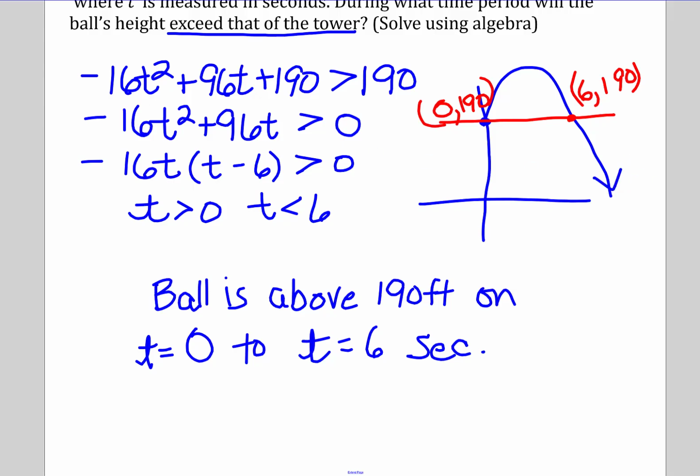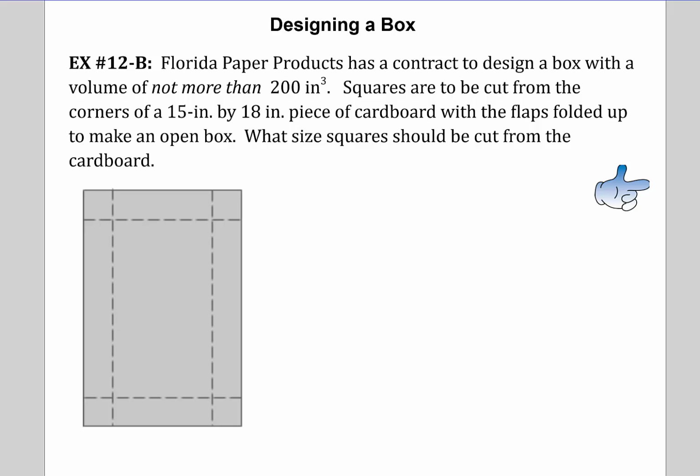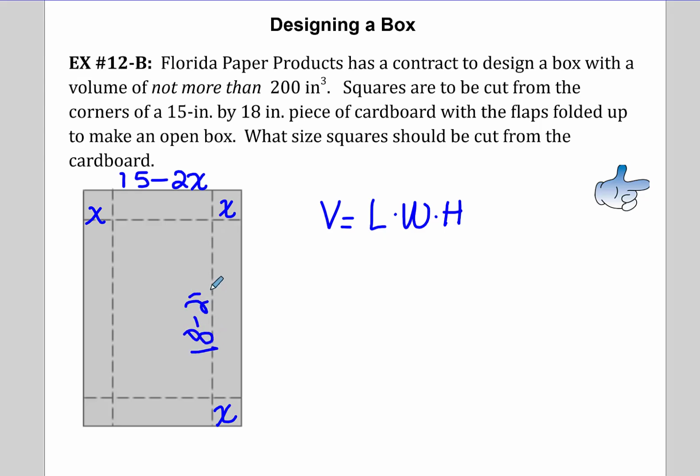Okay, last one. Florida Paper Products has a contract to make a box with the volume of no more than 200 cubic inches. So we know volume is length times width times height. And this cardboard is 15 inches this way, but we're going to cut a square out of both sides. That's 15 minus 2x. And it's 18 inches this way. And again, we're going to cut a square out of this side and that side. So this is 18 minus 2x.